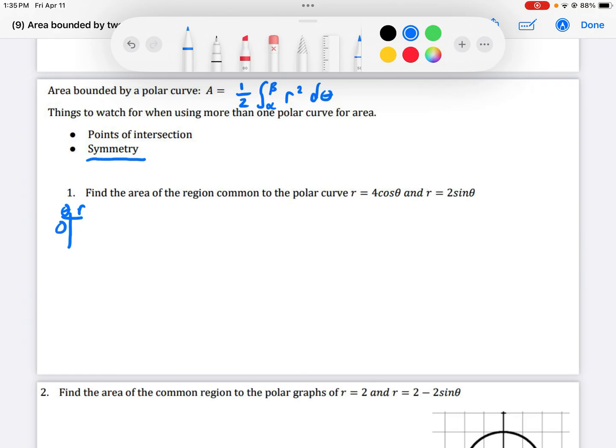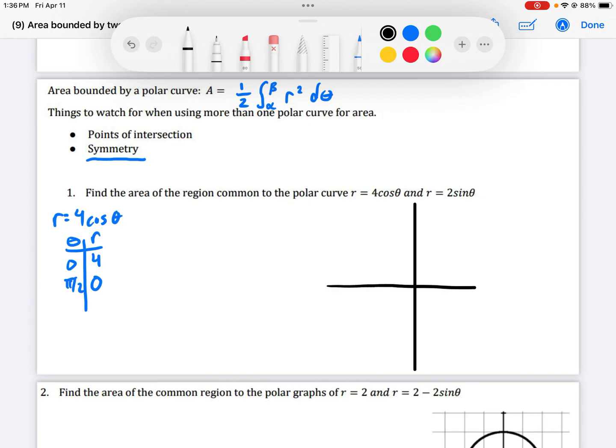So if I plug in theta is 0, for r equals 4 cosine theta, I have theta and r. If I plug in 0, cosine of 0 is just 1, so I get 4. If I plug in maybe pi over 2, cosine of pi over 2 is 0, and 0 times 4 would be 0, so my radius would be 0.